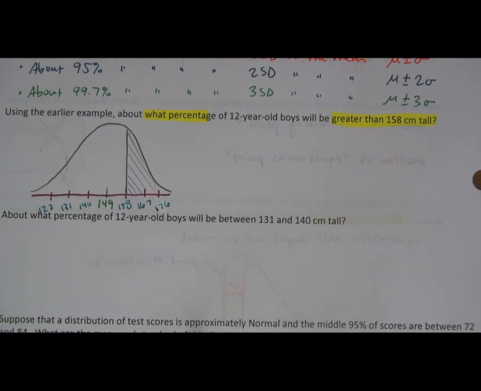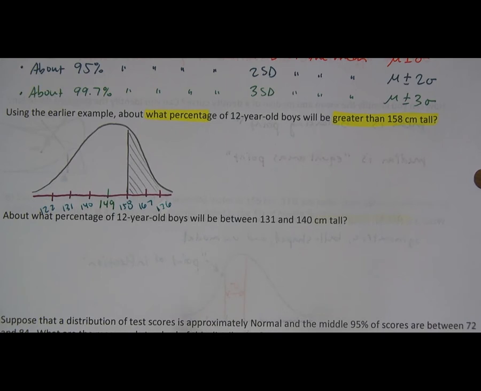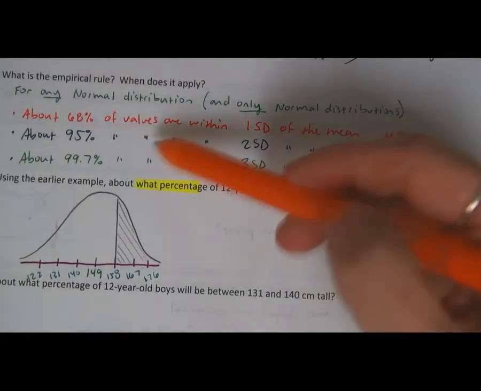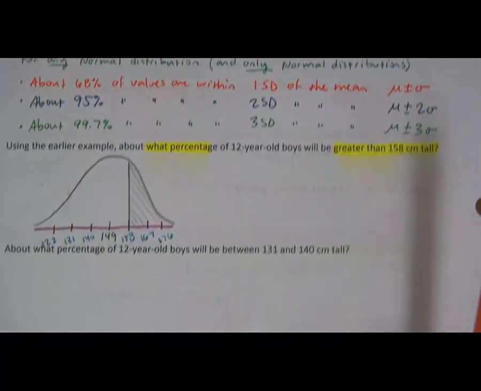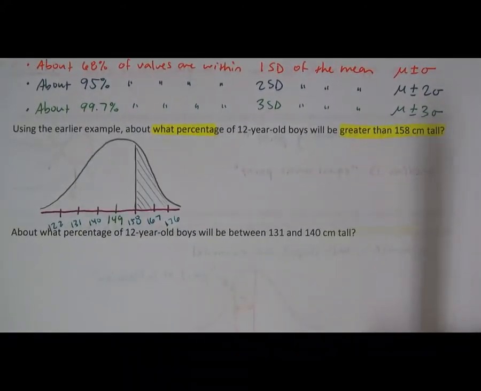Well, the empirical rule is all we know right now. Later, you're going to learn some cool calculator stuff, and you may forget about the empirical rule. But right now, that's all we have. So how can I use this information, these percentages, about 1, 2, and 3 standard deviations, to figure out the shaded region right here?